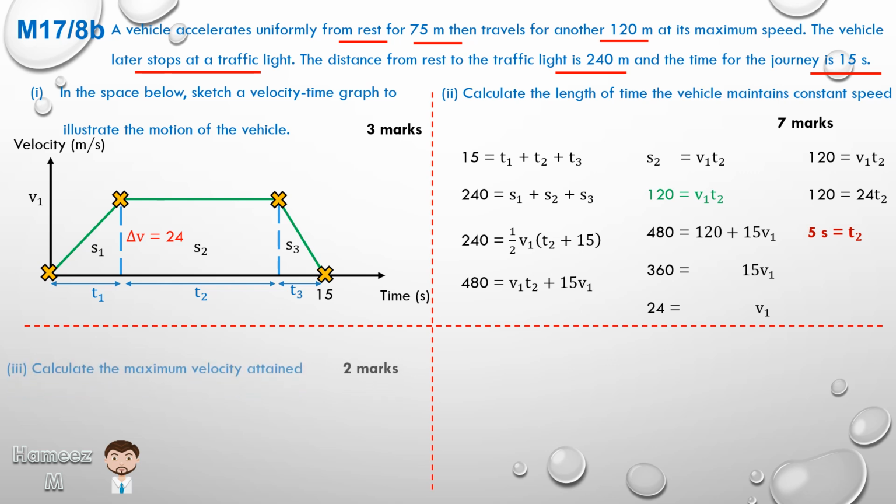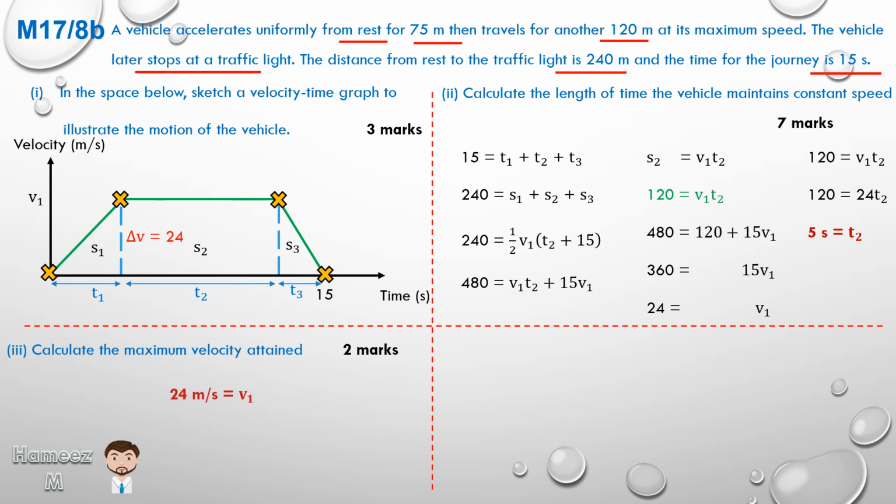Part 3, calculate the maximum velocity attained, which is v1, and we worked that out already above, which is 24 meters per second. And part 4, the last part of the question, determine the acceleration of the vehicle. The acceleration is the gradient, which is change in v over change in t. And we know the change in velocity, that is 24. We worked that out already in part 3. But do we know t1, the change in time?